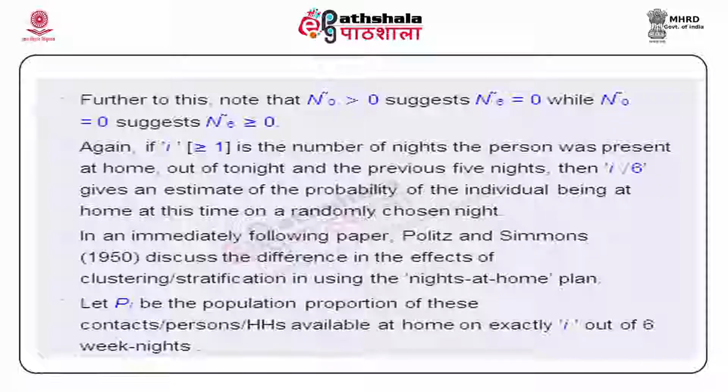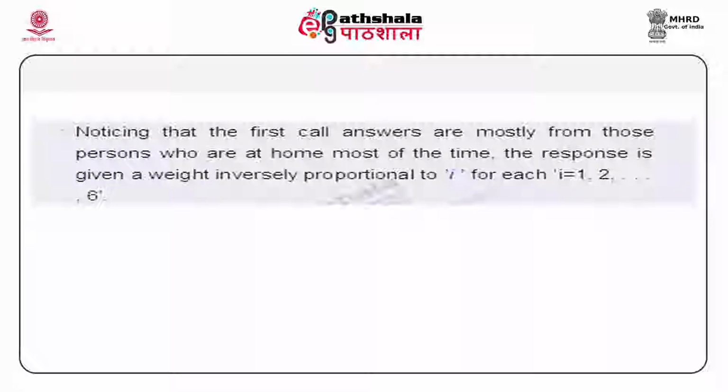Whoever is available, make this question: have you been here yesterday, etc., etc. Yes, no. You get the 2 to the power 5 branching, and that along with tonight, you get N0 tilde, N1 tilde, N2 tilde, up to N6 tilde. That is your data.